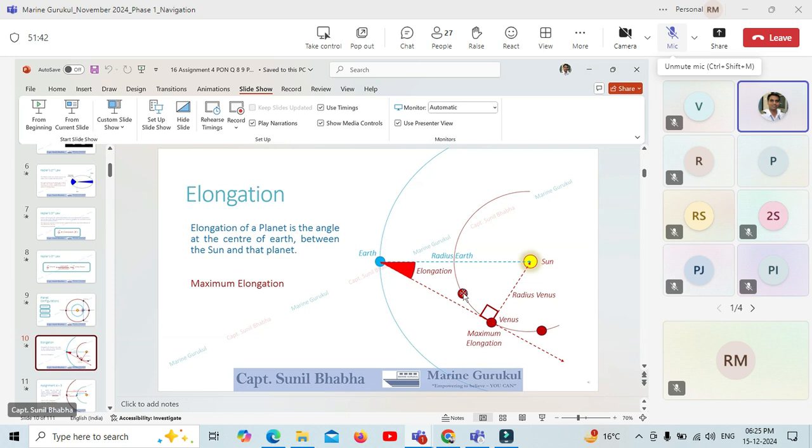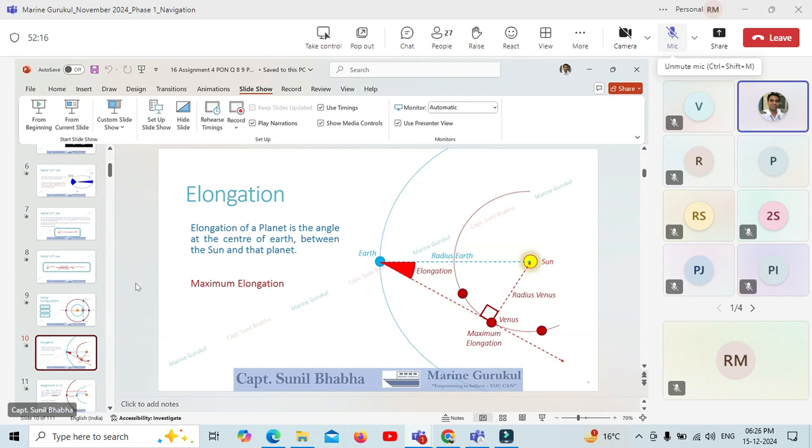Okay. Beta, in these two positions, elongation will be happening here also, but it will not be the maximum elongation. Maximum elongation will happen only at this location, where you have the tangent point. In the remaining two locations, the elongation will be lesser than the maximum elongation. Okay, beta? Clear? Yes, sir. Okay, great. Very good, beta.